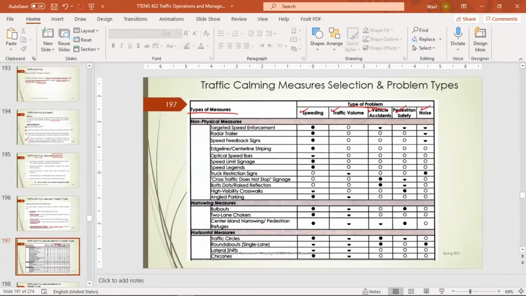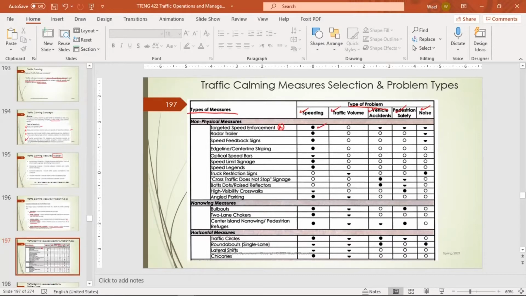These are the 5 types that we have. And the non-physical measures, for example, targeted speed enforcement. What we mean with targeted speed enforcement, basically, is having a mobile speed radar. Sometimes you see it here. It's not stationary, it's not permanent, but sometimes you apply it. When you apply this technique, it's effective for speeding.